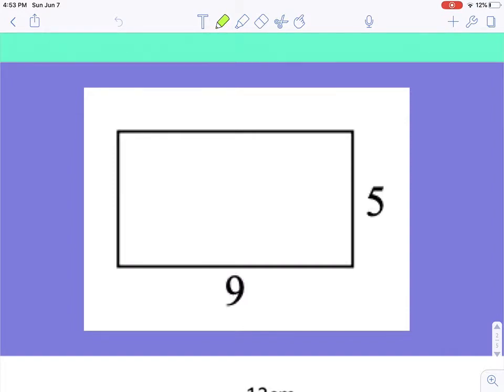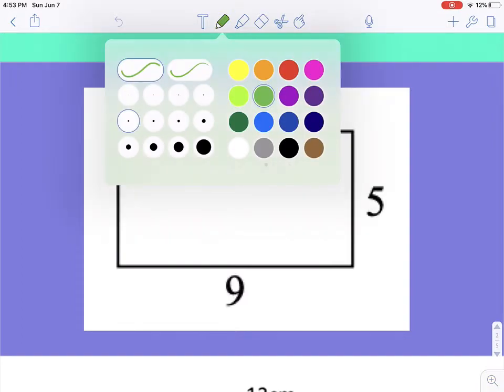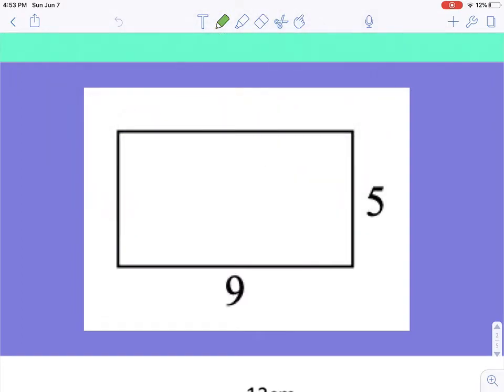Starting a little bit easier here, I have these numbers. Now if I know what I know about rectangles, I know that opposite sides are equal. So if this is 5, then this other side is 5. Those two sides are equal. If this bottom side is 9, then this top side is also 9. So it's easy for me to fill in the blanks. I have my clues, but I know rectangles are pretty easy to look at.